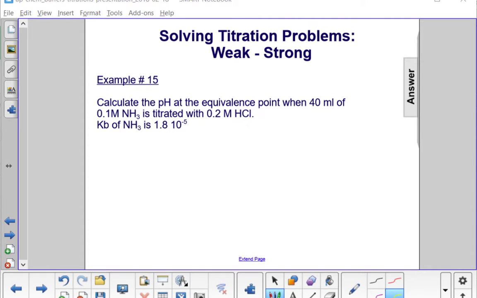Example 15. Calculate the pH at the equivalence point when 40 milliliters of 0.1 molar NH3 is titrated with 0.2 molar HCl. The Kb of NH3 is 1.8 times 10 to the minus 5.